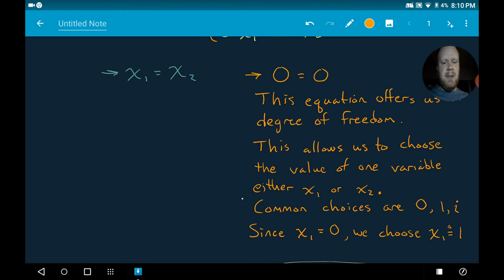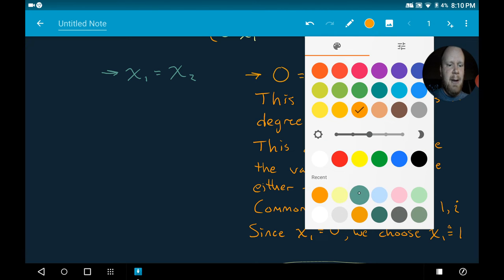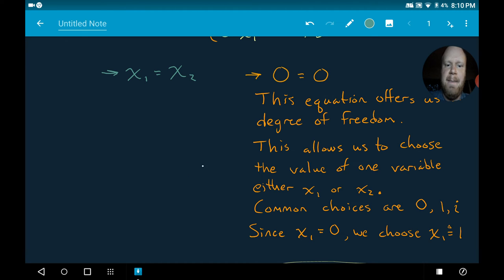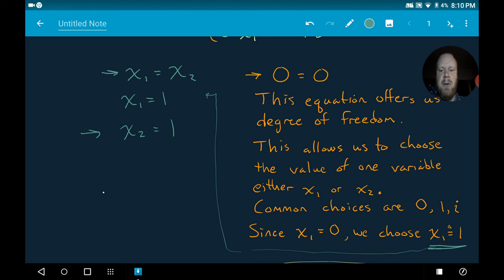By the way, just by convention, I'm always going to choose the value of x1 over choosing the value of x2. That just makes one less decision that you have to make. So if you're following along, that's what I'll be doing. Okay, so we chose x1 is equal to 1. So that means that x2 is also equal to 1.